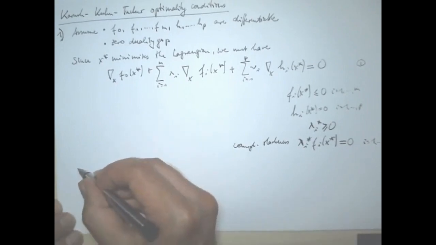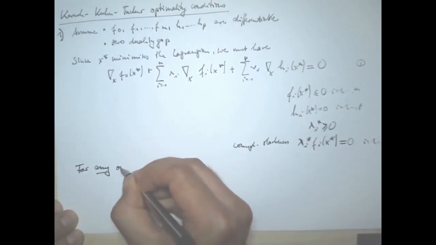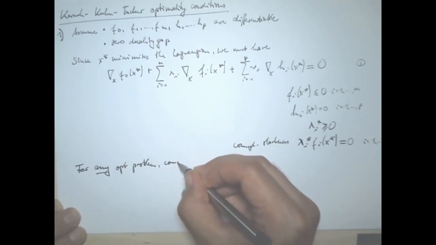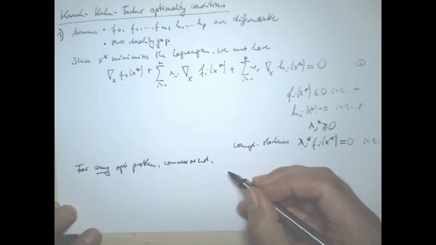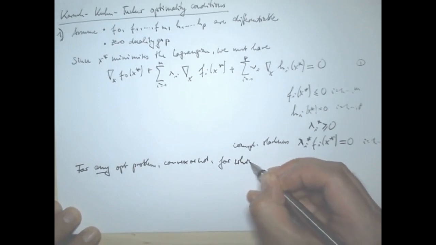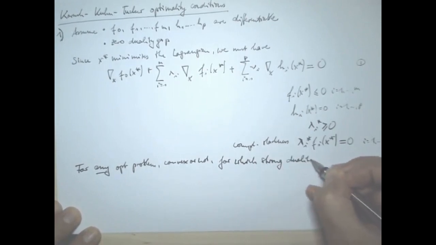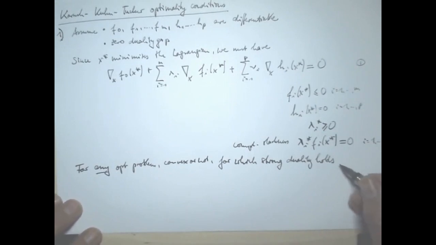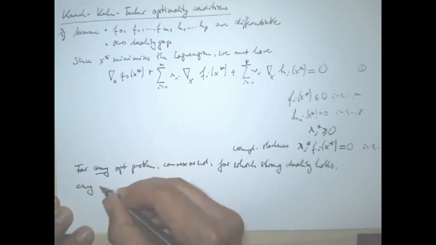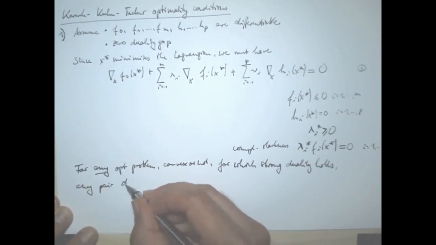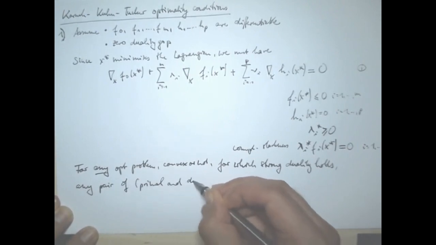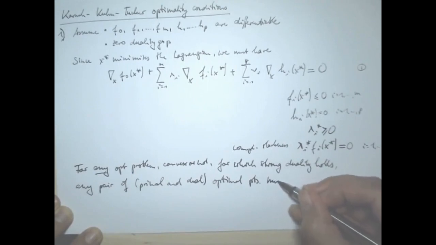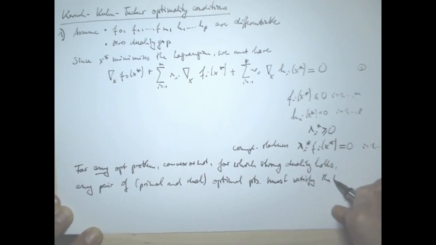So in other words, for any optimization problem, convex or not, for which strong duality holds, and which is differentiable, for any such problem, any pair of primal and dual optimal points has to satisfy these Karush-Kuhn-Tucker conditions.